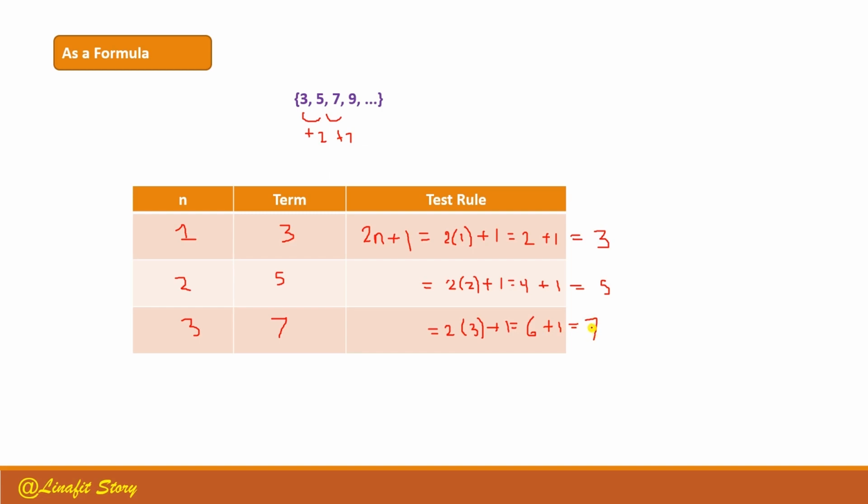So now we can calculate, for example, the 100th term. It is equal to 2n plus 1. 2 times 100 plus 1 is equal to 201.